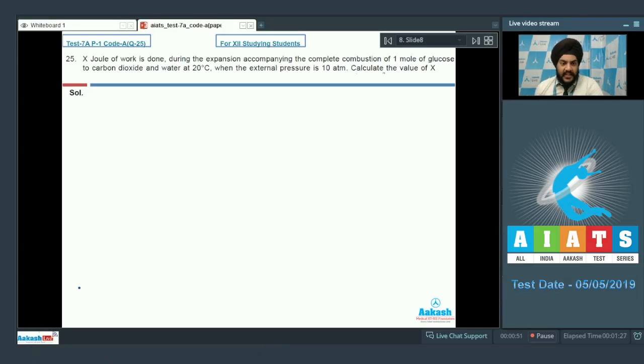So question number 25, it says, X joule of work is done during the expansion accompanying the complete combustion of 1 mole of glucose to carbon dioxide and water at 20 degrees C when the external pressure is 10 atmosphere. Calculate the value of X.